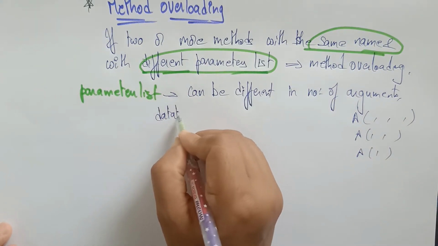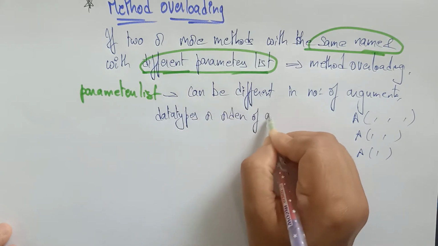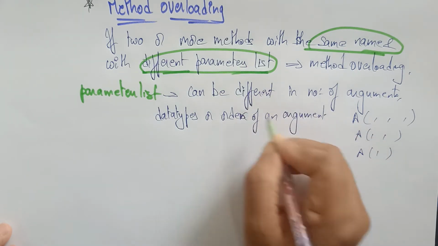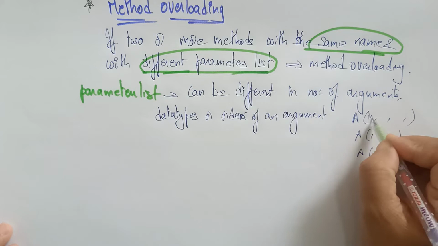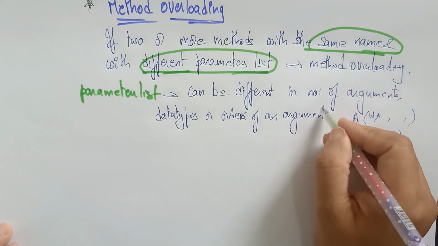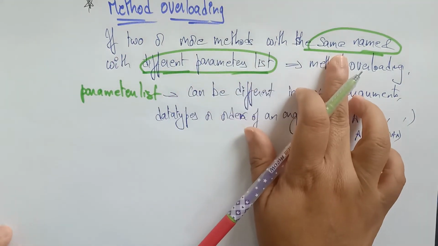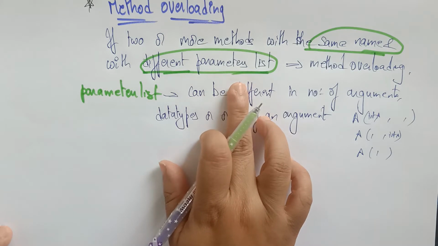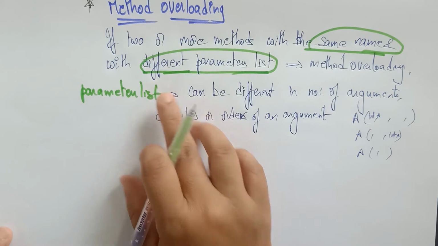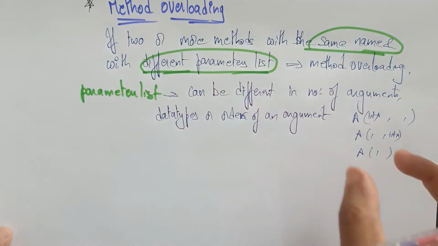It can be different in data types or different in order of arguments. So the order of arguments can also be different. So first int A is written here, and here int A is written somewhere else, like that. The order of arguments may be different, right? So if two or more methods have the same name with a different parameter list, you call it a method overloading. So the parameter list can be different in number of arguments or in data types.